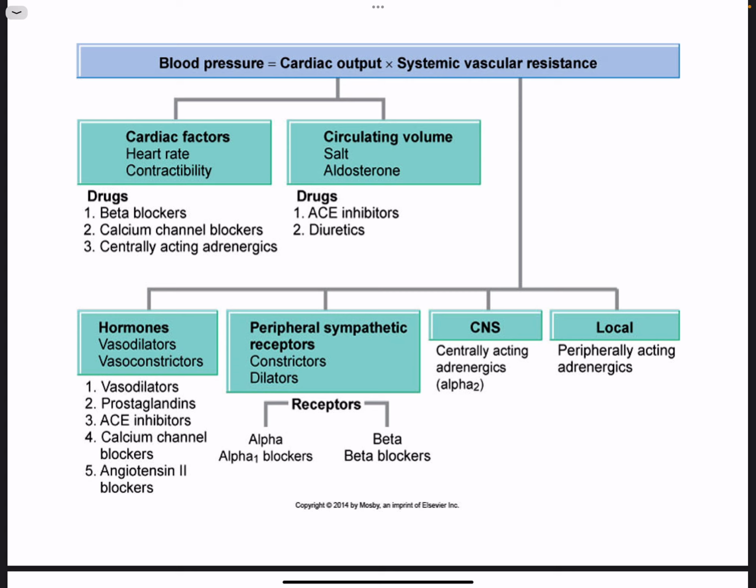So HR is how much? 60, yeah. Oh, you are an athlete? 35? Big athlete, huh? 70. Very good. 72 for you, you are young. 72 beats per minute. SV, stroke volume, how much? 70 milliliters. Very good. 70 mL per beat.